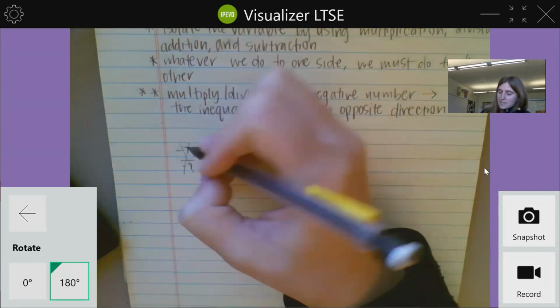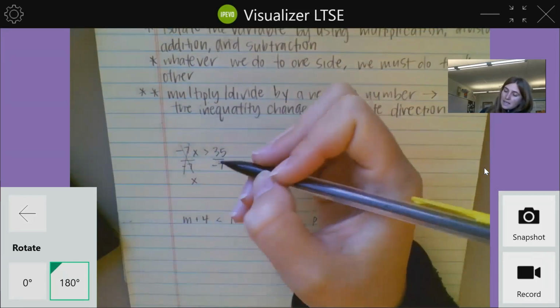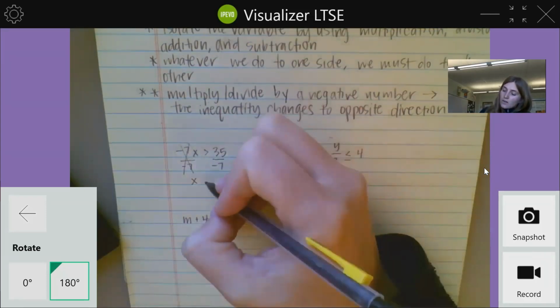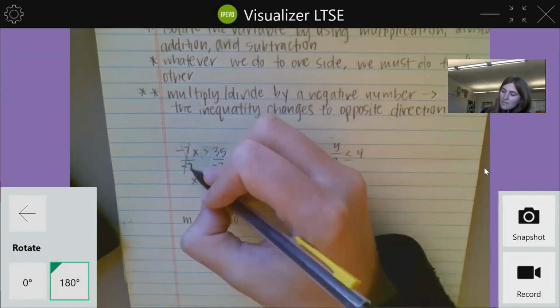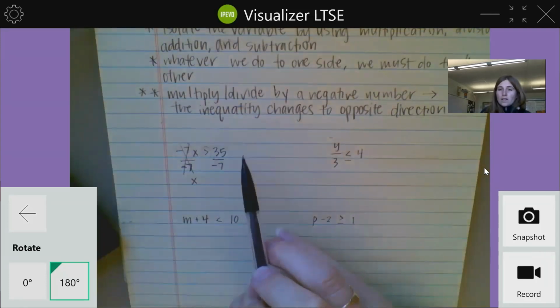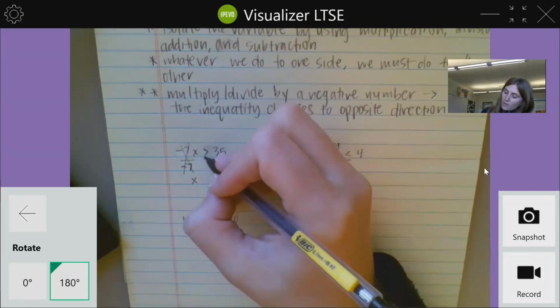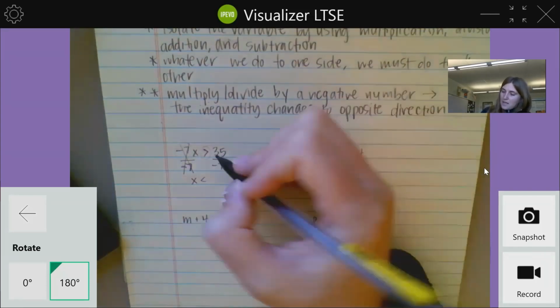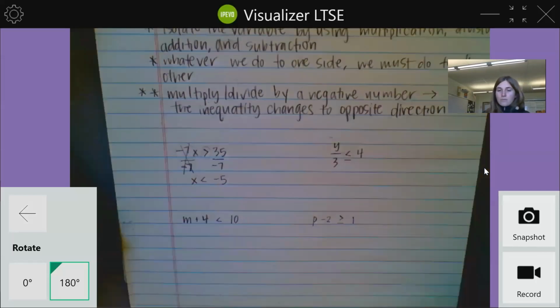These negative 7s cancel out, and I'm left with just x. Now, since I divided by negative 7, remember when I divide by a negative number, the inequality changes to the opposite direction. So now it's not going to be greater than, it's going to be less than. And 35 divided by negative 7 is negative 5. So x is less than negative 5.